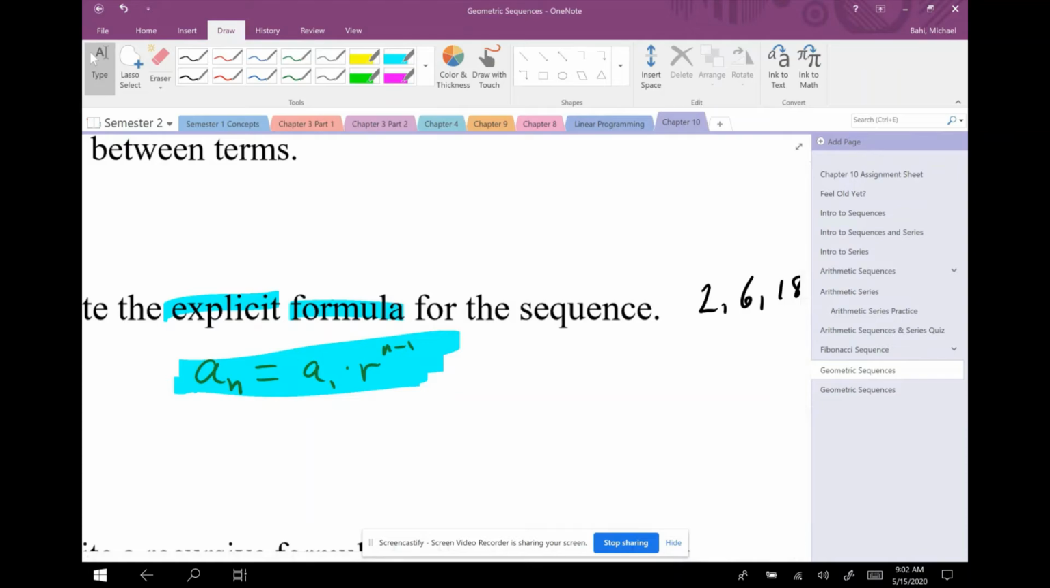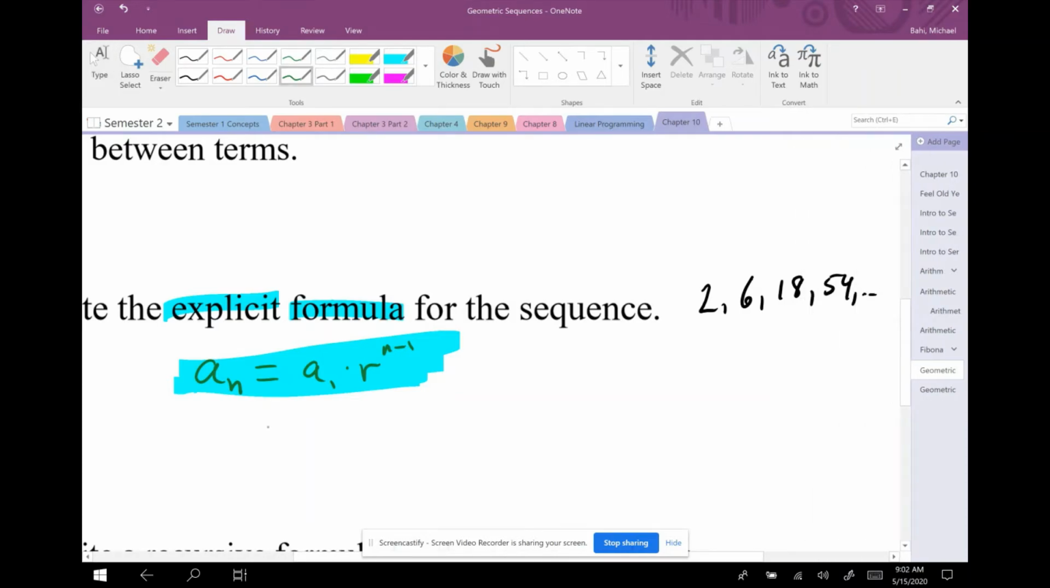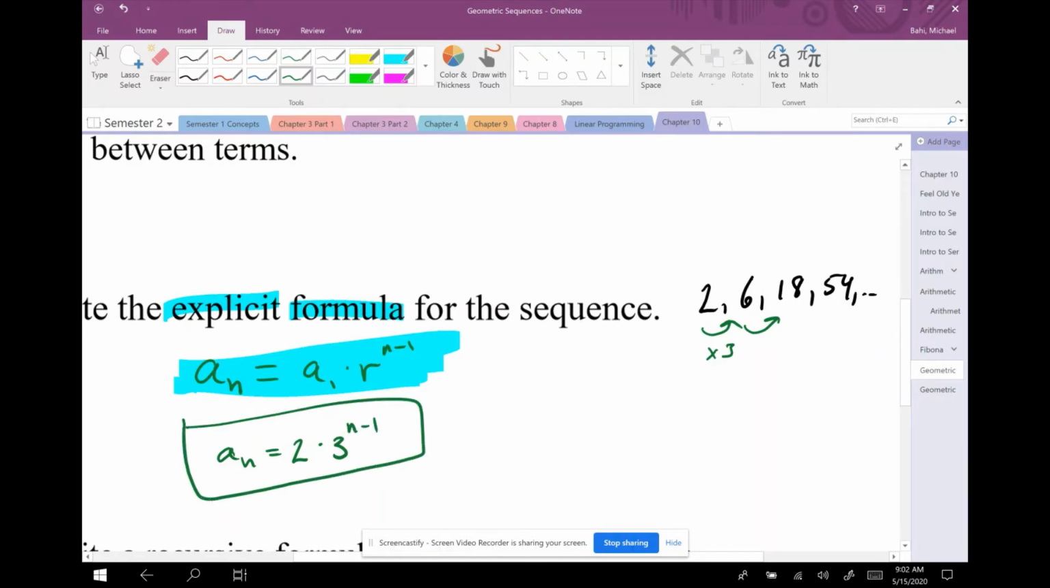Okay, so we're going to have the first term, which is 2, times r, the common ratio, which every time it was being multiplied by 3, times 3 to the n minus 1, and that is your formula. That's it. There's your explicit formula. It's honestly easier to do than to even say.